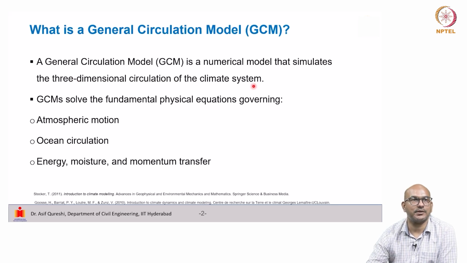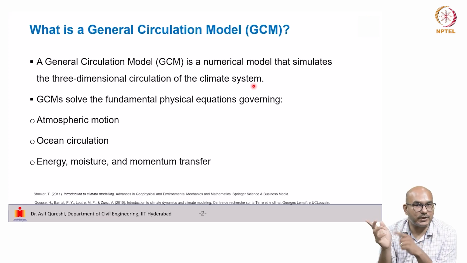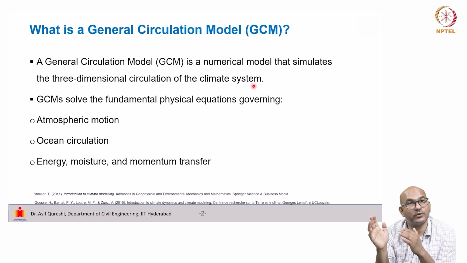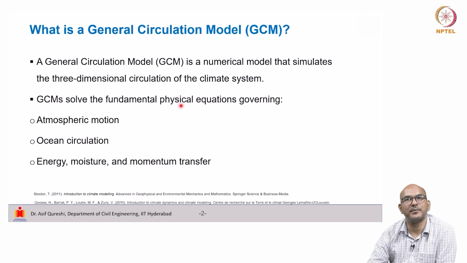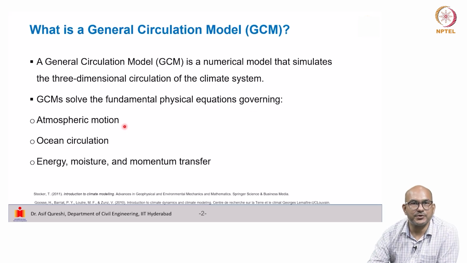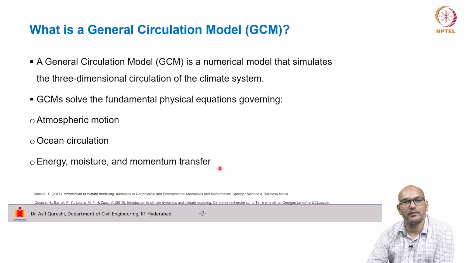of the climate system. Three-dimensional meaning over the x-axis, over the y-axis, over the z-axis, and at any particular time. So, three dimensions integrated over time. Fundamentally speaking, the GCM will solve the fundamental physical equations which govern the atmospheric motion, so motion of air in the atmosphere, the oceanic circulation, so flows of water in the ocean, and similarly the transport or the transfer of energy, of moisture and of momentum.